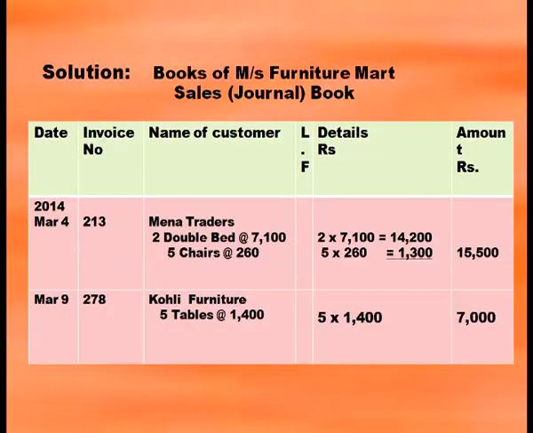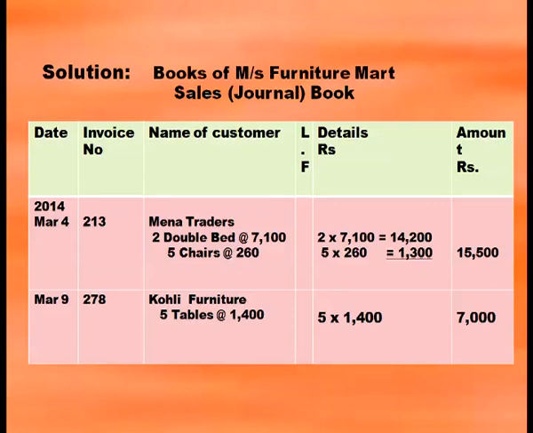The heading should be given as Books of Messrs. Furniture Mart. And what are you preparing? You are preparing the sales book or sales journal, so write the heading as sales book or sales journal. Then draw the format with date, invoice number, name of the customer, ledger folio, details and amount. The date will be written in this format with year first, then month and the date. The invoice number you have to pick up from the question and write.